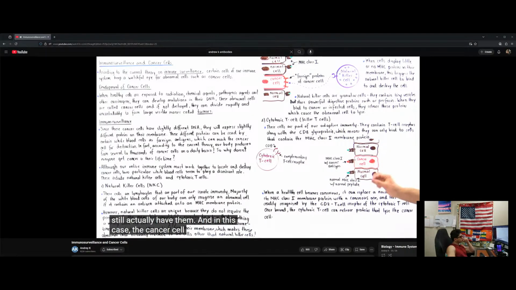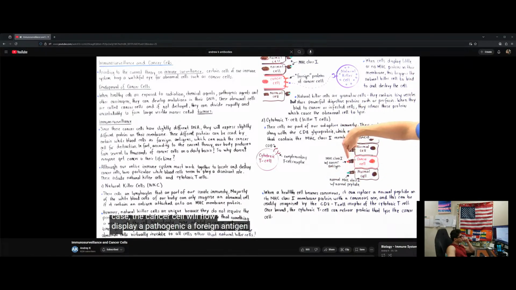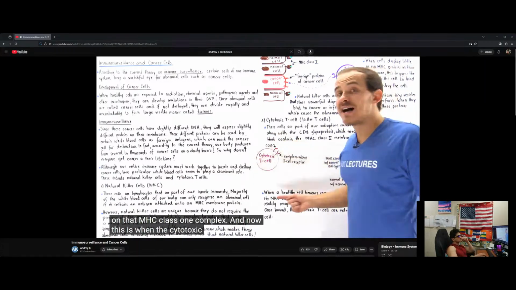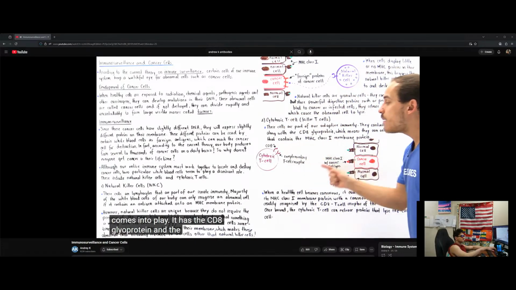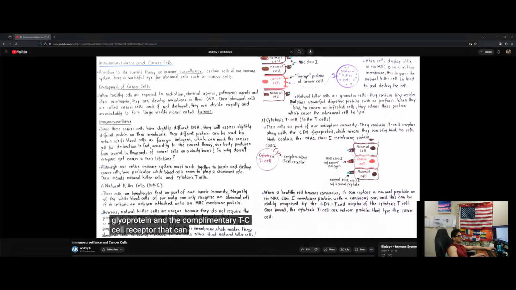And in this case, the cancer cell will now display a pathogenic, a foreign antigen on that MHC class 1 complex. And now this is when the cytotoxic T cell comes into play. It has the CD8 glycoprotein and the complementary T cell receptor that can basically bind onto this particular specific antigen and onto the MHC class 1 complex.